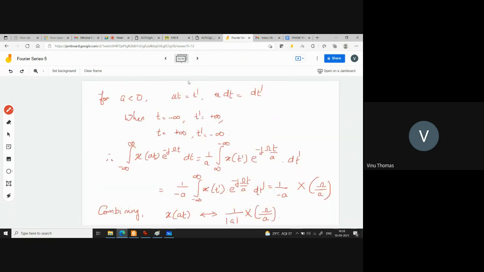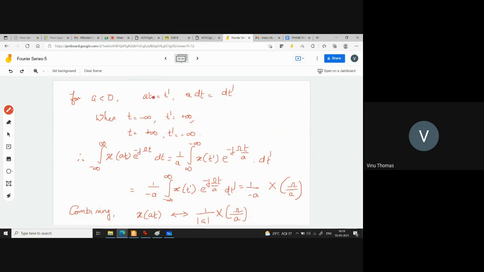Okay. So now for a less than 0, at is equal to t dash, a dt is equal to dt dash. So t is equal to -∞, t dash is equal to +∞. Why? Because a is negative. When t is equal to +∞, t dash is equal to -∞. So this integral now becomes 1 by a integral infinity to -∞, because you have a as negative, x of t dash e raised to -j omega t dash by a dt dash.